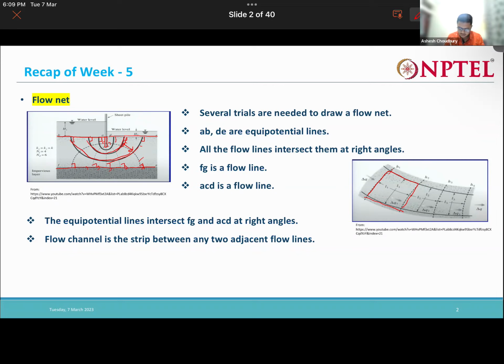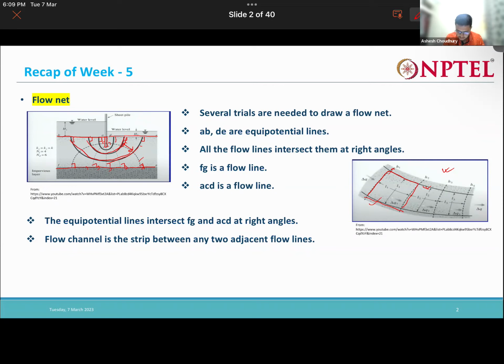Now, if you see, a zoomed image is actually given here. The solid lines are our flow lines, and the dotted lines are our equipotential lines. The heads along these equipotential lines are given as H1, H2, H3, H4 like this. And the width and the height, L1, L1, along both directions the dimensions are the same because they are approximately squares.